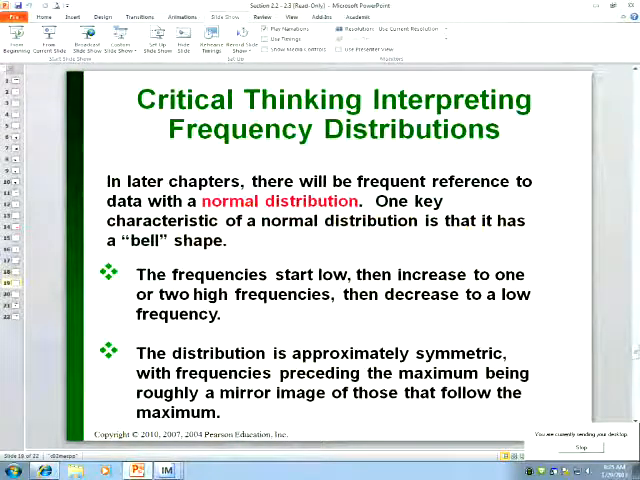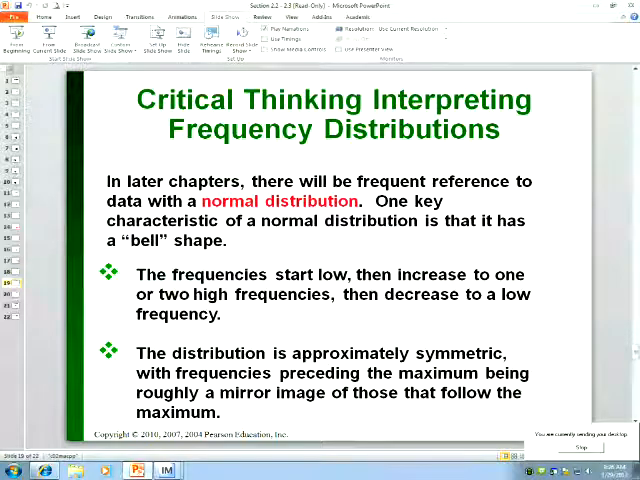Later we'll make a big deal of a normal distribution. This section just mentions it briefly, gets it in your head, and says we'll come back to it later. But a normal distribution is also called a bell-shaped distribution. And I bet a mental image pops in all of your heads when I say the bell-shaped curve. It starts low, reaches some peak, and then goes back to low, relatively symmetric. The frequencies start low, increase to one or two high frequencies, decrease to a low frequency.